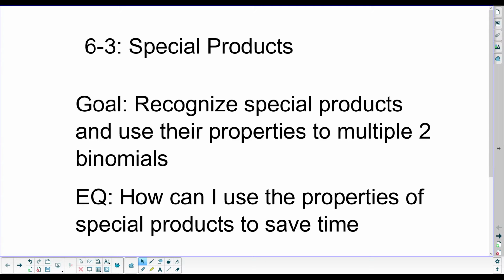Hi, everybody. This is lesson 6-3, unit 6. We're talking about multiplying polynomials.